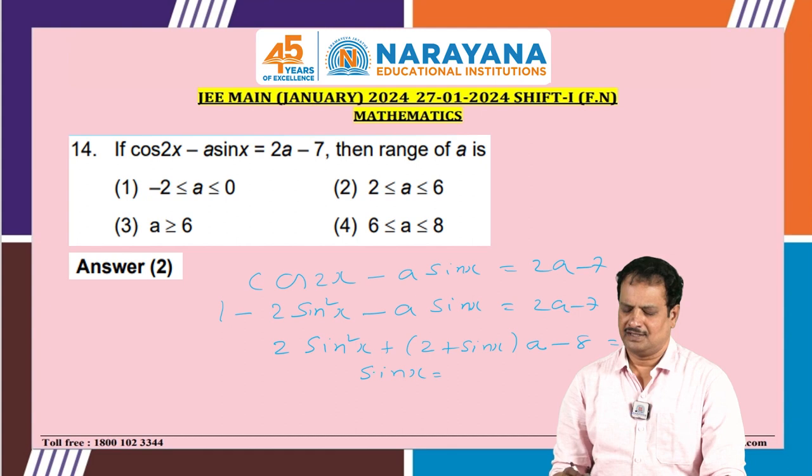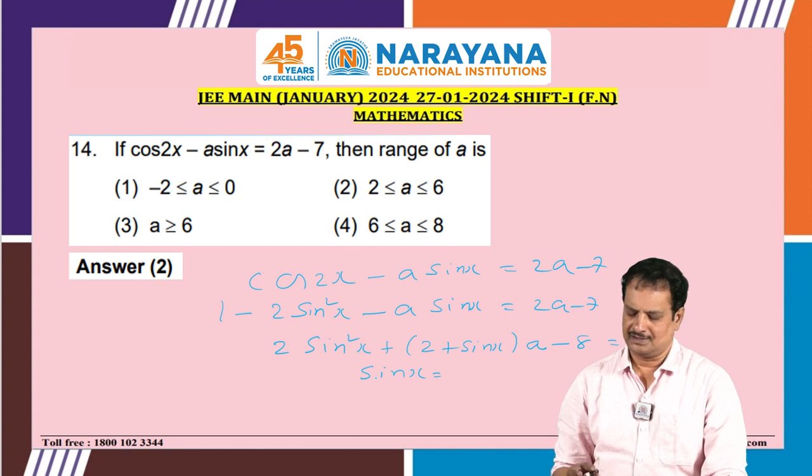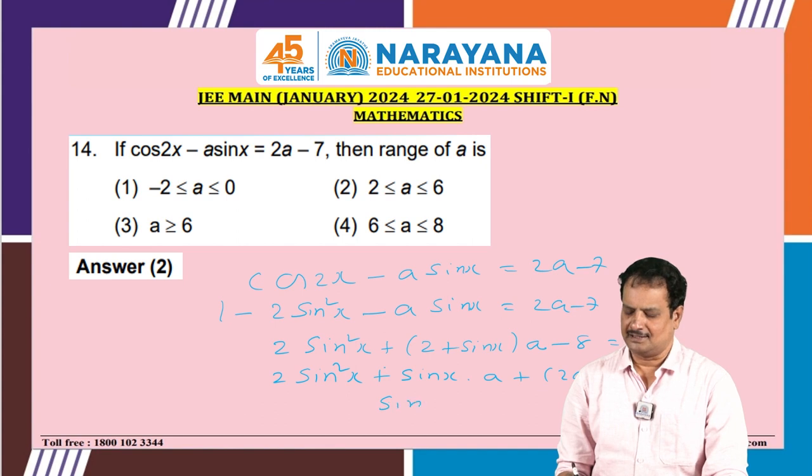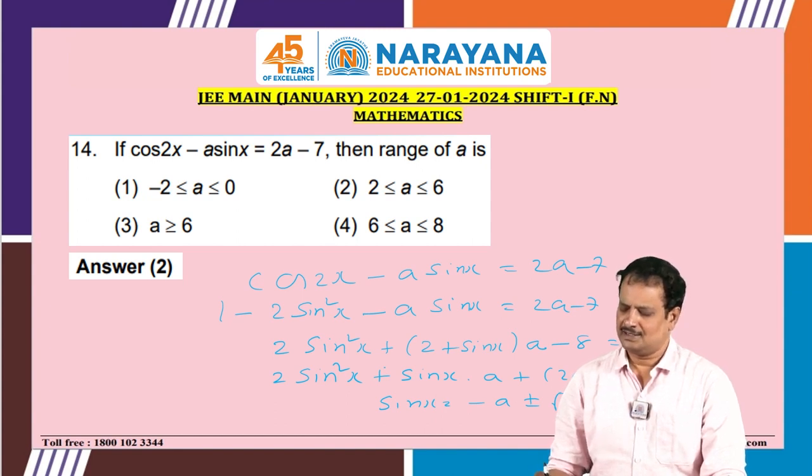Because we can treat this as a quadratic in sin x, the same thing can also be written as 2 sin square x plus sin x into a plus 2a minus 8 equal to 0. So we can solve this for sin x. Sin x equal to minus b plus or minus root over b square minus 4ac, that is nothing but a square minus 4 into 2 into (2a minus 8), whole divided by 2 into 2.